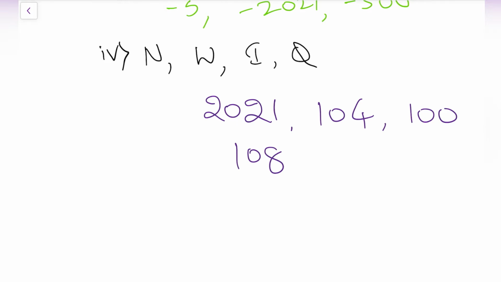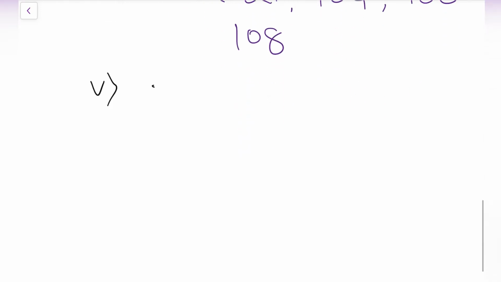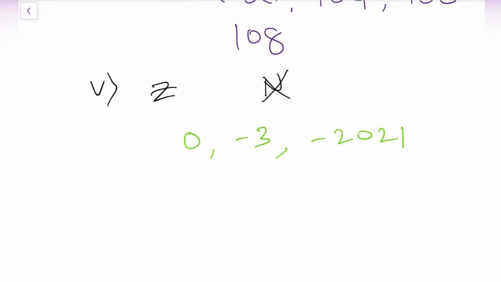Next, fifth question in this. A number which is an integer but not a natural number. We need to write a number which is an integer but it should not be a natural number. So in the natural numbers only positives will be there. Except those positives we can write any other numbers. 0, otherwise minus 3, otherwise minus 2021, like this.